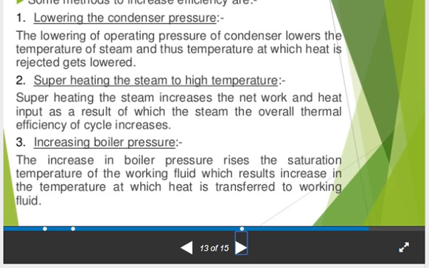Then the second one, superheating the steam to high temperature. Superheating the steam increases the net work and the heat input, as a result of which the overall thermal efficiency of the cycle increases. Then the third point, increasing the boiler pressure. Increasing the boiler pressure raises the saturation temperature of the working fluid, which results in an increase in the temperature at which heat is transferred to the working fluid.